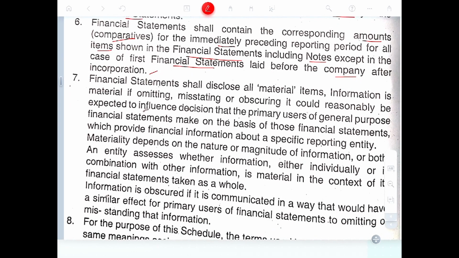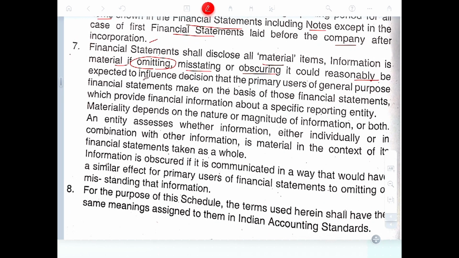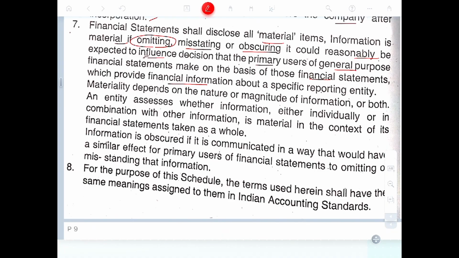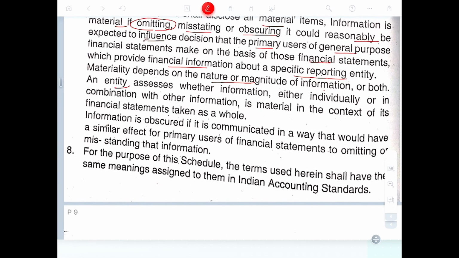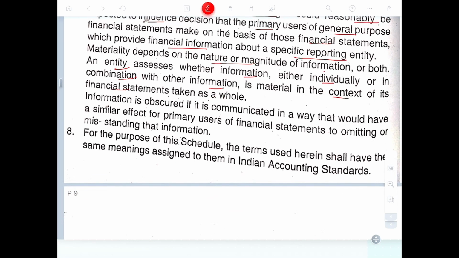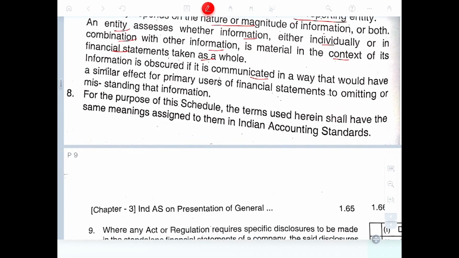Financial statements shall disclose the material items. Information is material if omitting, misstating or obscuring it could reasonably be expected to influence the decisions that the primary users of general purpose financial statements make on the basis of those financial statements, which provide financial information about a specific reporting entity. Materiality depends on the nature or magnitude of information. The entity assesses whether the information, either individually or in combination with other information, is material in the context of the financial statements taken as a whole. Information is obscured if it is communicated in a way that would have a similar effect on primary users as omitting or misstating that information.